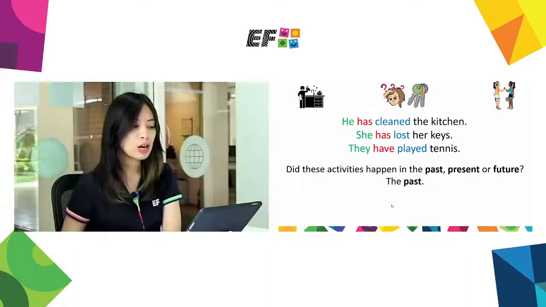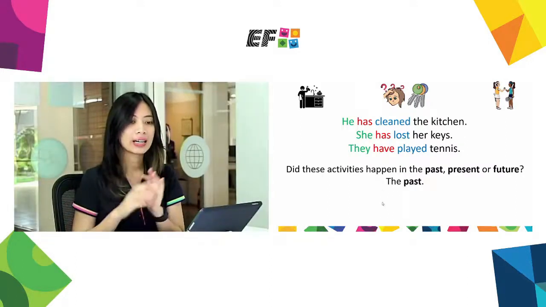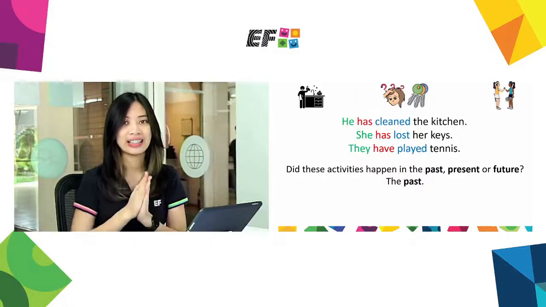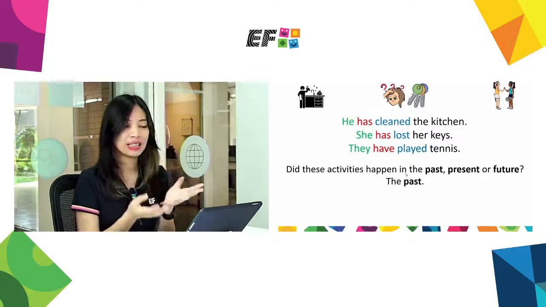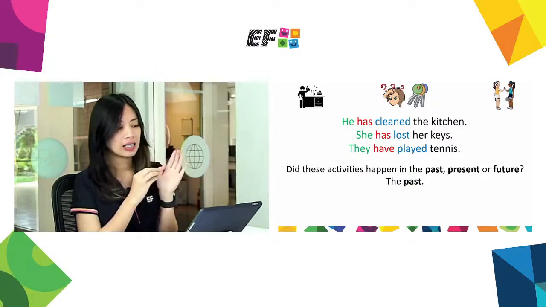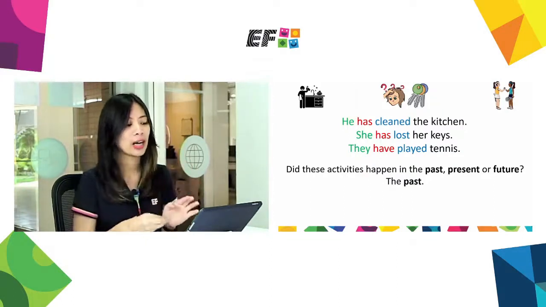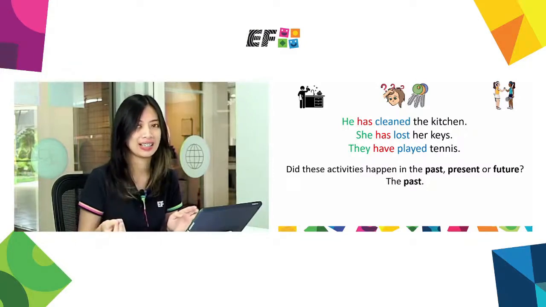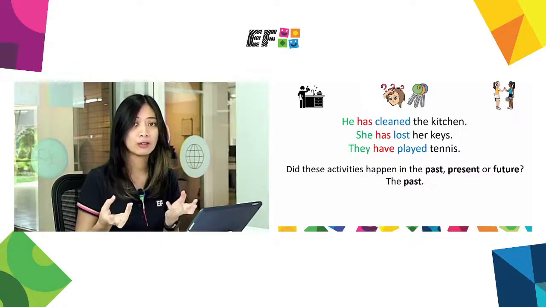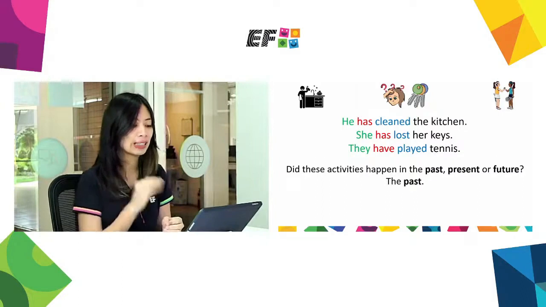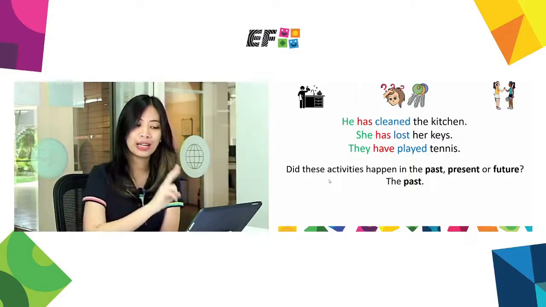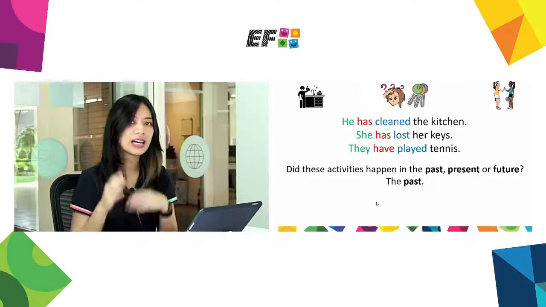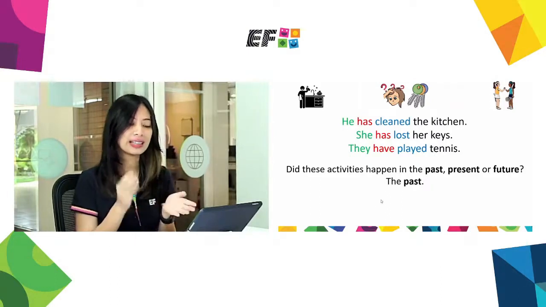So, jadi teman-teman, untuk dipastikan lagi bahwa grammar ini itu adalah dipakai ketika sesuatu ini sudah selesai terjadinya. Jadi bisa dilihat juga di layarnya selesai membersihkan, makanya kita menggunakan he has cleaned the kitchen. Dan lost the key-nya itu barusan nih. Jadi kita bilangnya she has lost her keys. Dan si teman di cewek dua ini udah selesai nih main tenisnya, makanya itu grammar ini dipakai ketika udah selesai.